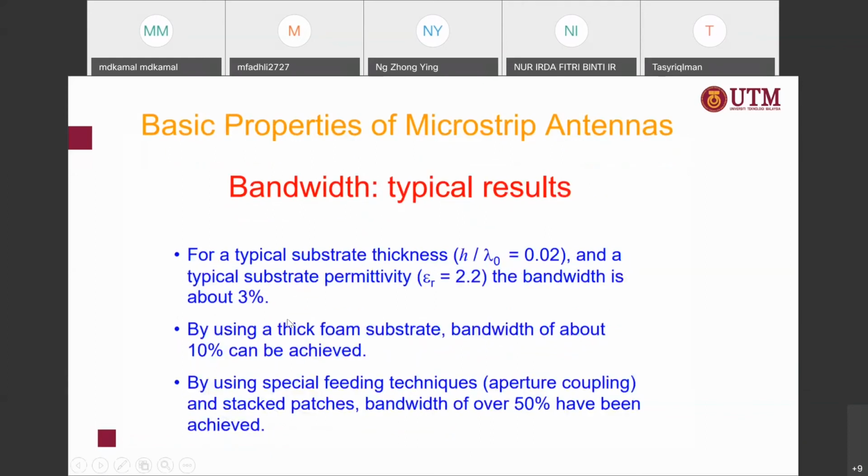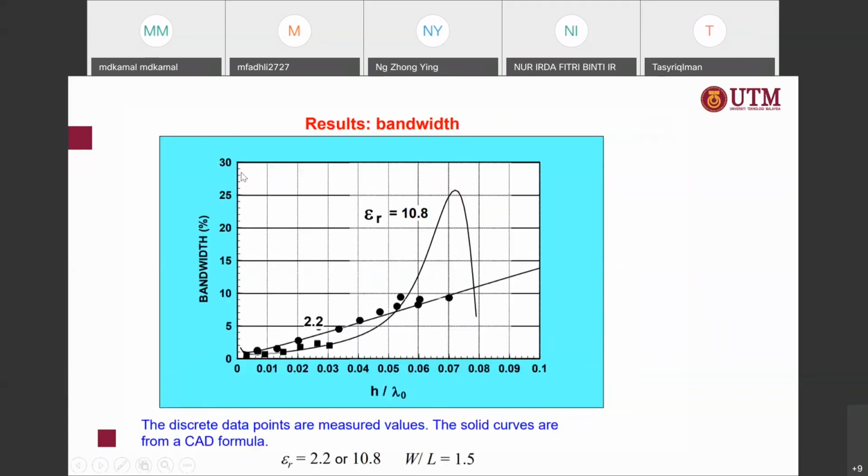Typical result for a typical substrate thickness: as you can see, for a typical substrate permittivity of 2.2, the bandwidth is about 3%. By using a thick foam substrate, the bandwidth is about this. By using spatial feeding, especially aperture coupling and stepped, a bandwidth over 50% can be achieved. This is the graph of bandwidth versus H over lambda naught with epsilon R values of 2.2 and 10.8.